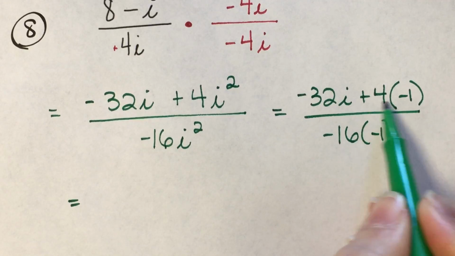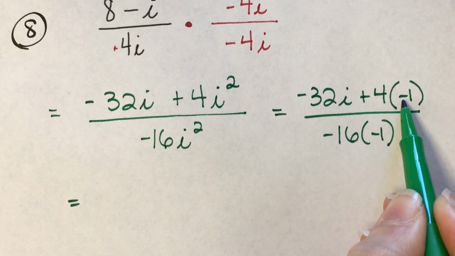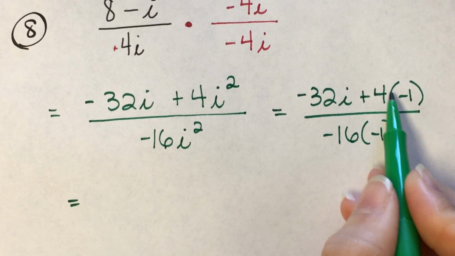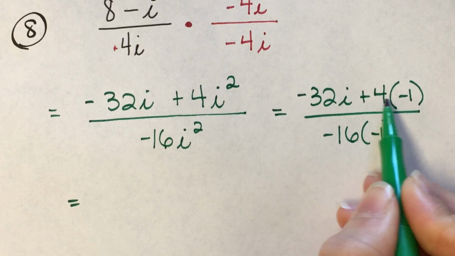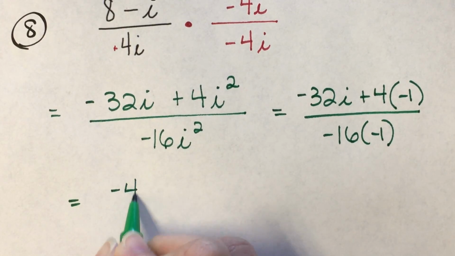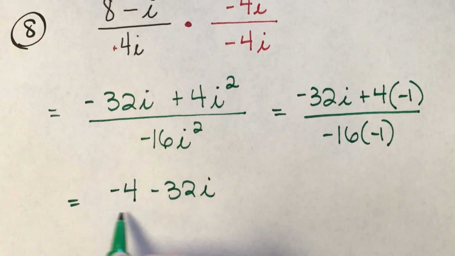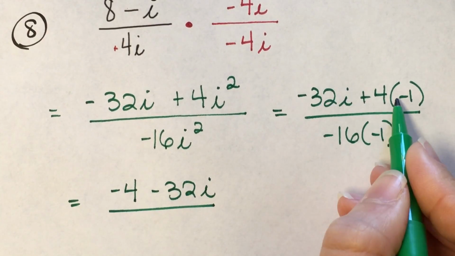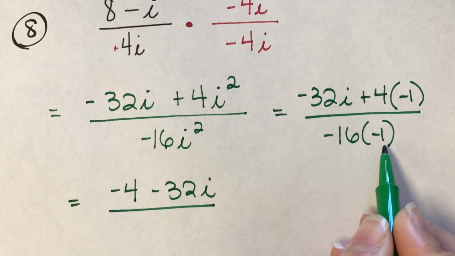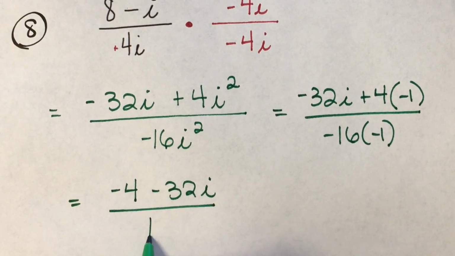Okay, so when I do my multiplication here, I'm going to go ahead and write this down first. So the 4 times the negative 1 gives me negative 4. And then I'm going to subtract the 32i. So I just reversed the order again. Here I've got a negative 16 times a negative 1, so that's going to give me a positive 16.